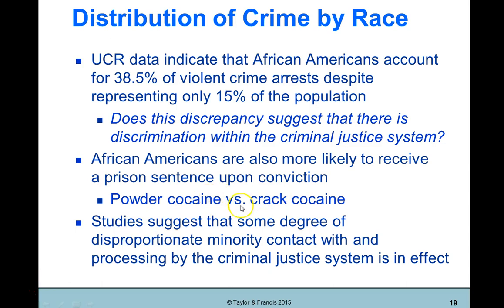As we know, race is very disproportionate by minorities within our system. The UCR data shows that African Americans account for 38.5%. This is arrest. So why is that? Is that because African Americans are committing more crimes, or is that because we're arresting more African Americans? And African Americans are also more likely to receive a prison sentence than another race.